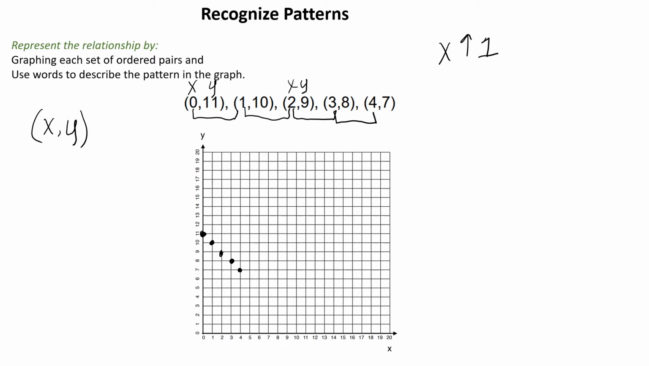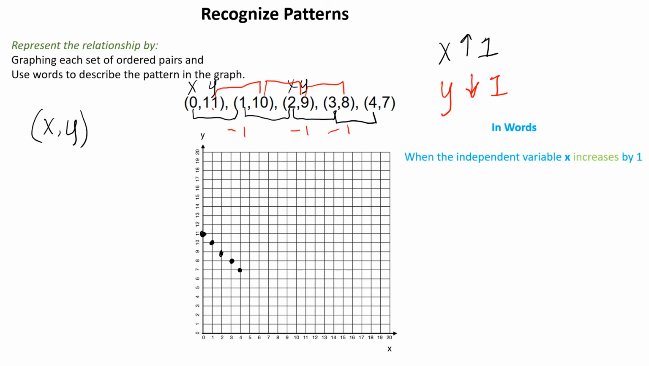So the y is 11, 10. So it actually went down 1, right? And then 10 to 9, it went down 1. And then 9 to 8, it went down. So each one is going down. So our y values are going down 1. How could you put that into words? So you might want to just say that when the independent variable x increases by 1, the dependent variable y decreases by 1. That's all you got to do.